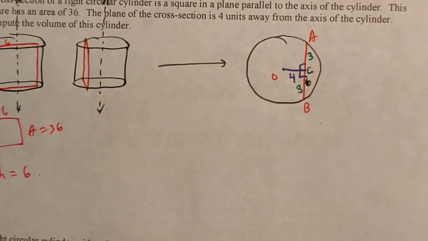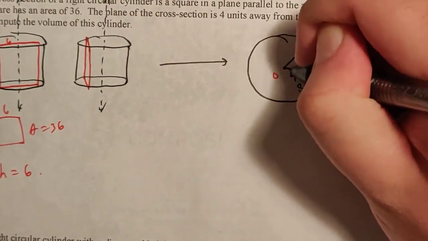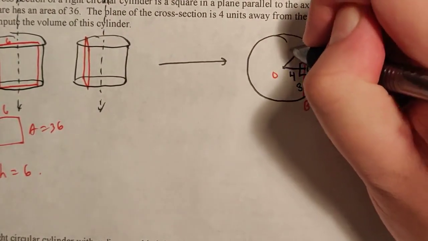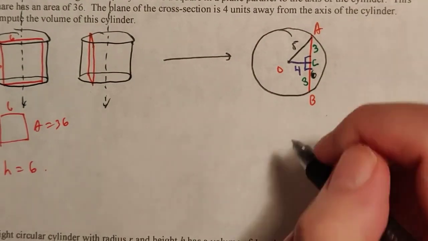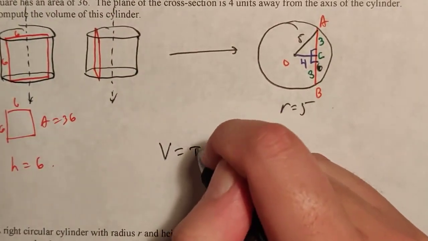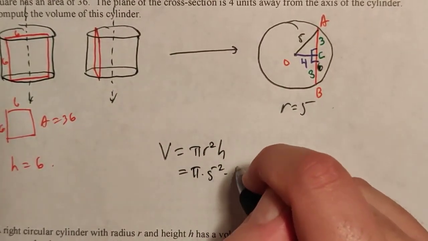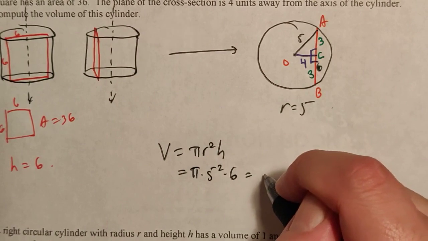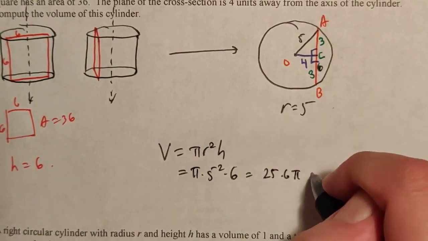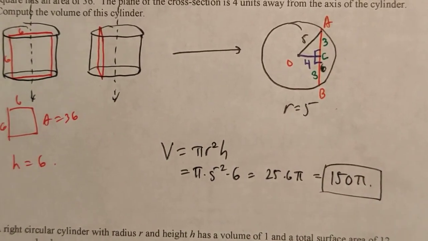So the radius of our cylinder is going to be OA, and it's pretty clear I have a right triangle of 3 and 4 here, so the radius is going to be 5. Now we know the radius is 5, so the volume of the cylinder is just pi r squared h. So it's pi times 5 squared times 6, which is 25 times 6 pi. 25 times 6 is 150, so we end up with 150 pi.